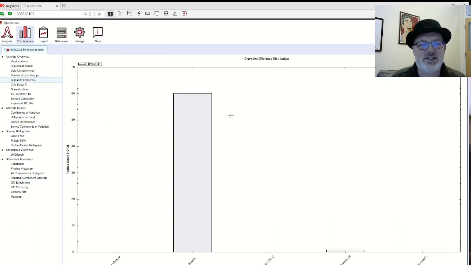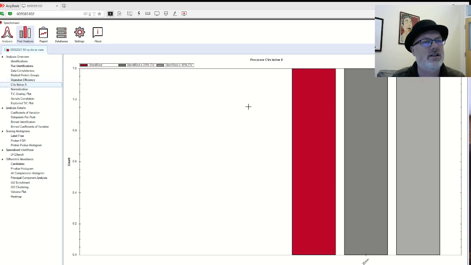All right, digestion efficiency. This is how well our enzyme worked. Promega did a good job, mostly highly specific. So that's good. CVs are good. Let's see, where is CVs below X? Oh, that's interesting. Why is it only showing me the 25-minute runs? I don't know. But let's ignore that for now.